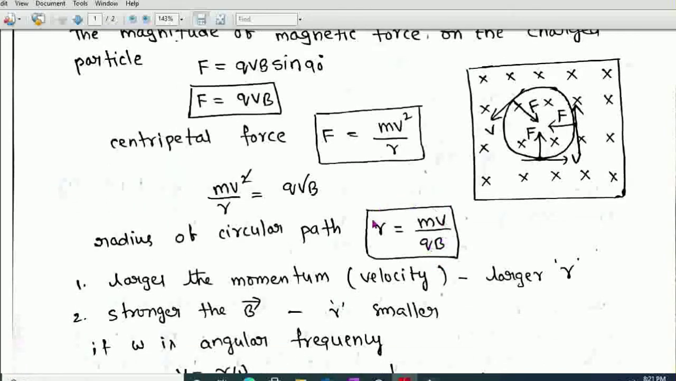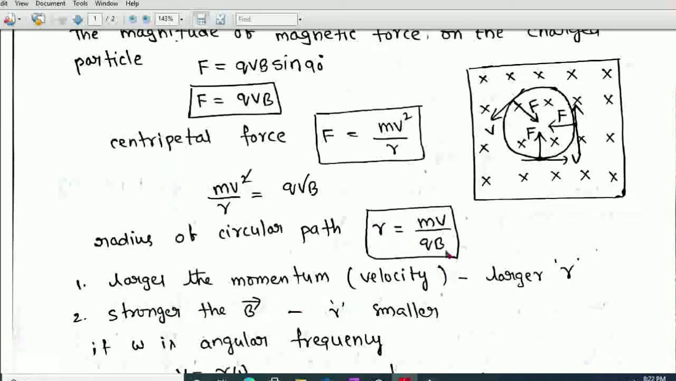Now from this expression we can say that the larger the momentum, that means m into v, the product of mass and velocity is the momentum. So the larger the momentum, that means the larger the velocity, since mass is constant. The radius is directly proportional to velocity. That means the larger the momentum, the larger the radius of the circular path.